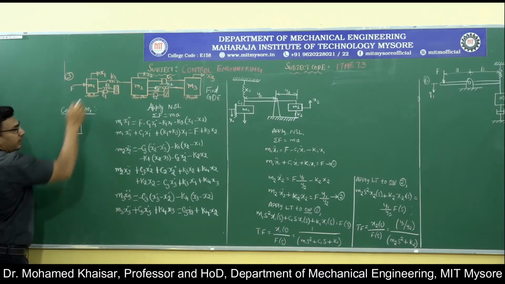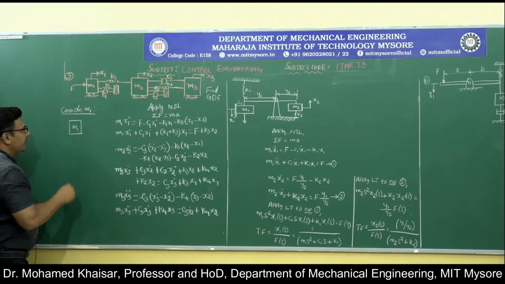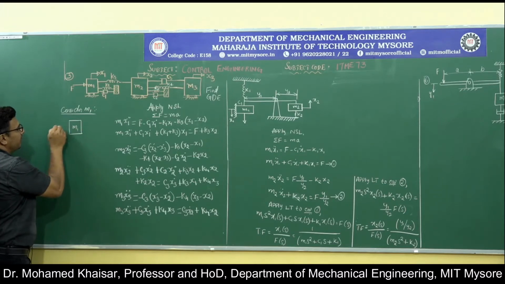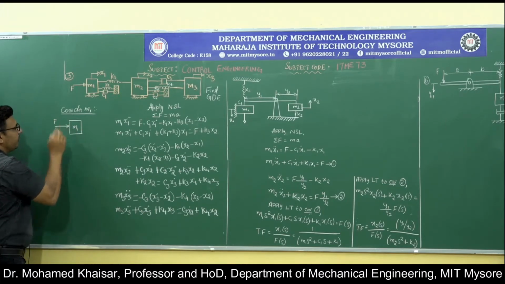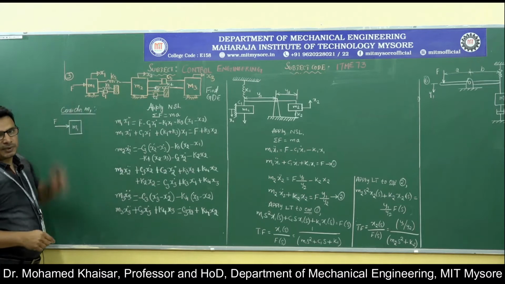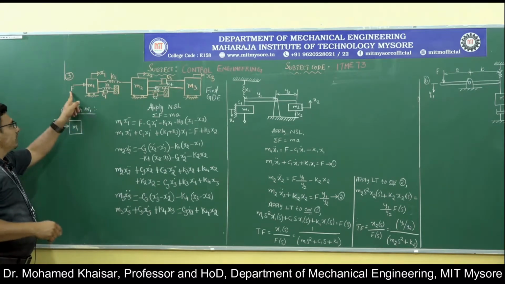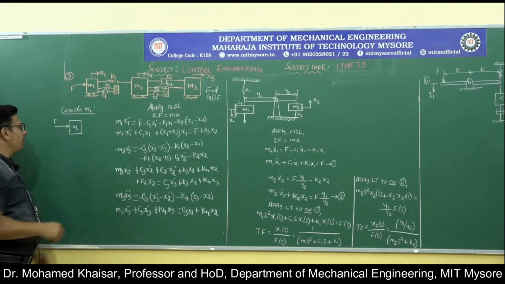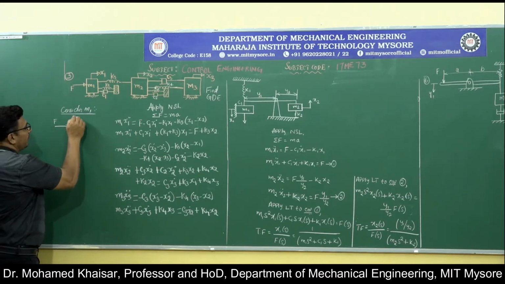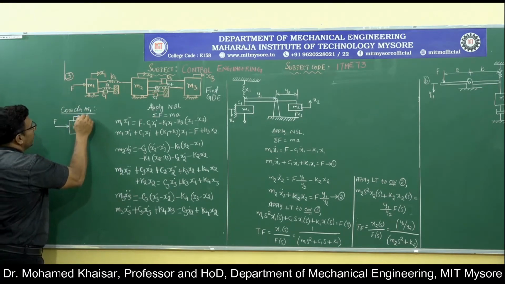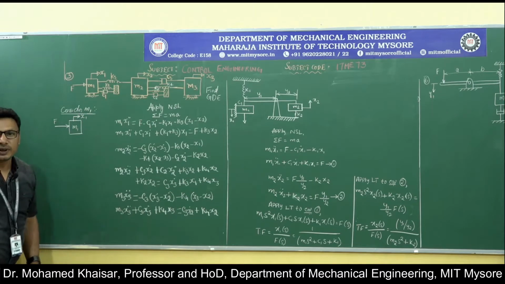This is the mass m1 that we have written over here. This mass m1 is applied with a disturbing force F, as has been given. The input to the system is the disturbing force F, because of which mass m1 will try to get displaced by a distance x1.